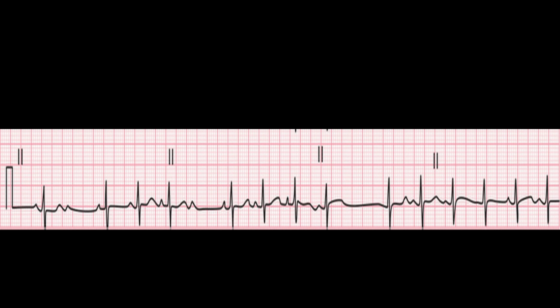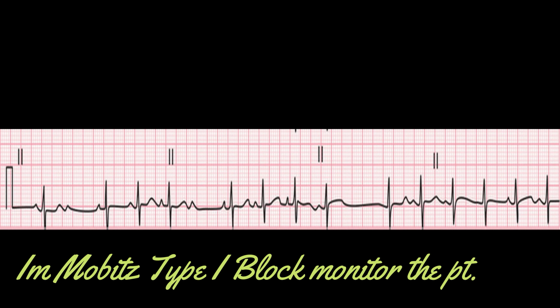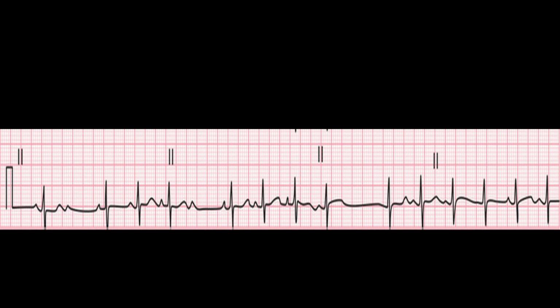In Mobitz type 1 you have to monitor the patient very carefully, and sometimes they may worsen to Mobitz type 2 block, or they may even worsen to complete heart block, but you have to monitor the patient carefully. So in this you have seen a premature atrial complex and Mobitz type 1 AV block.